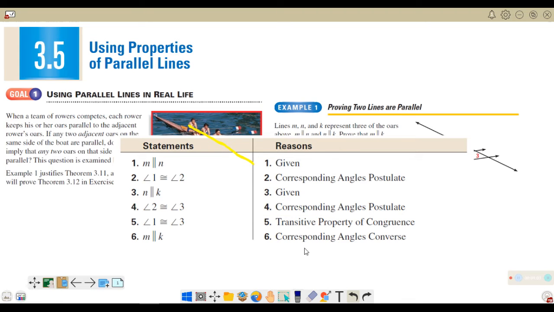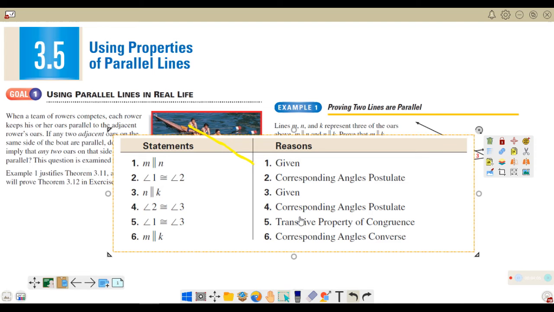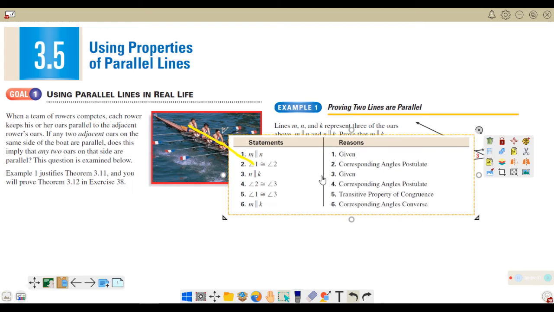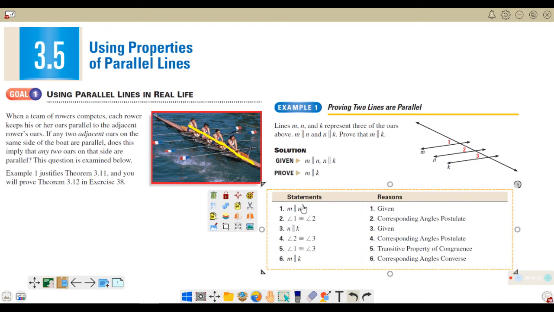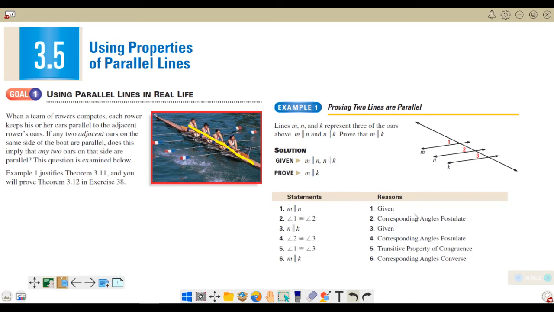This is our outline of the proof. As is tayo, we will always begin our proof with the given. So the given is M is parallel to N. If M is parallel to N, then angle 1 is congruent to angle 2. Paano yun nangyari? Because we have the corresponding angles postulate.